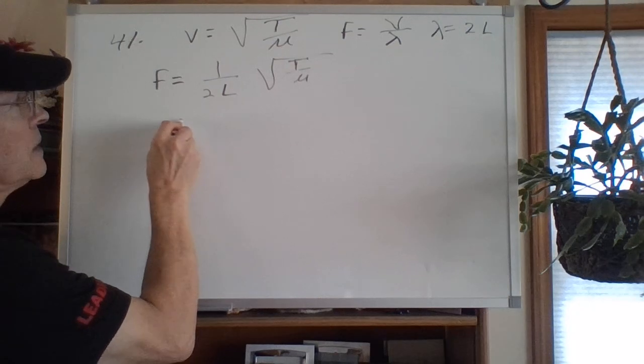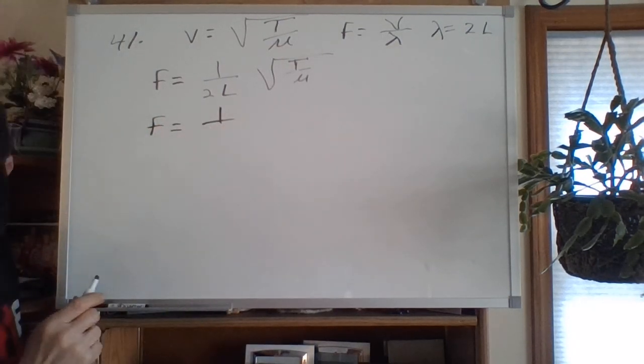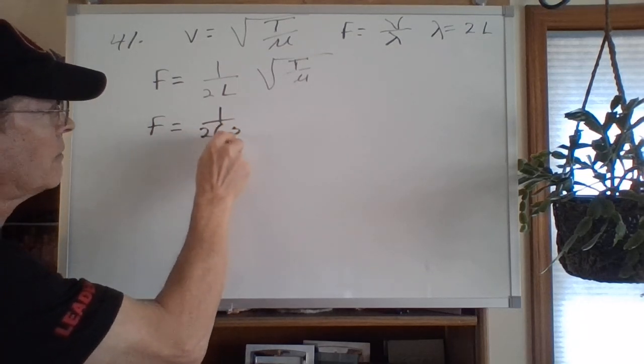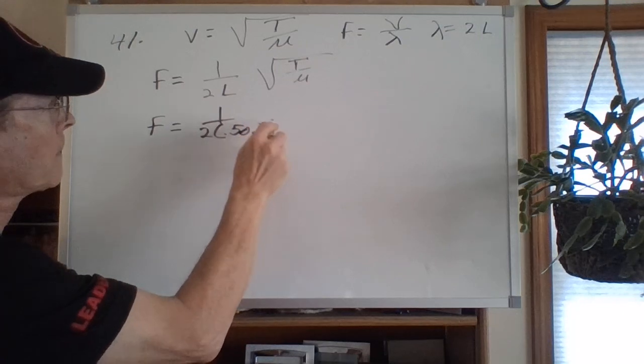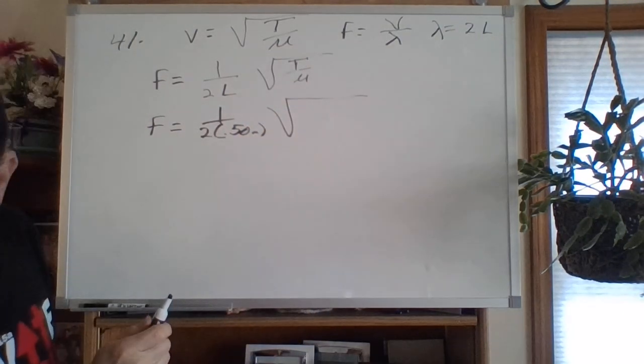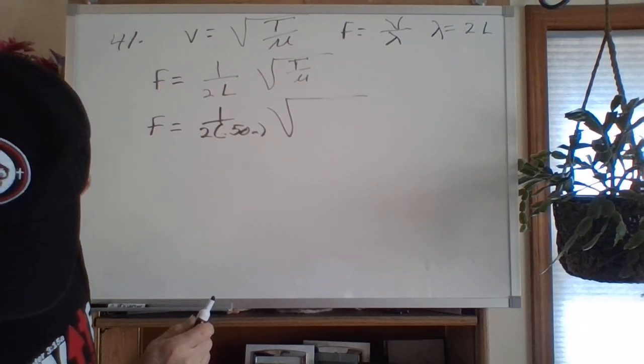Well, we plug in all of the terms. In this one, the length is 0.5 meters. 2 times 0.5. We take the square root of the tension, which is given as 0.288 newtons.